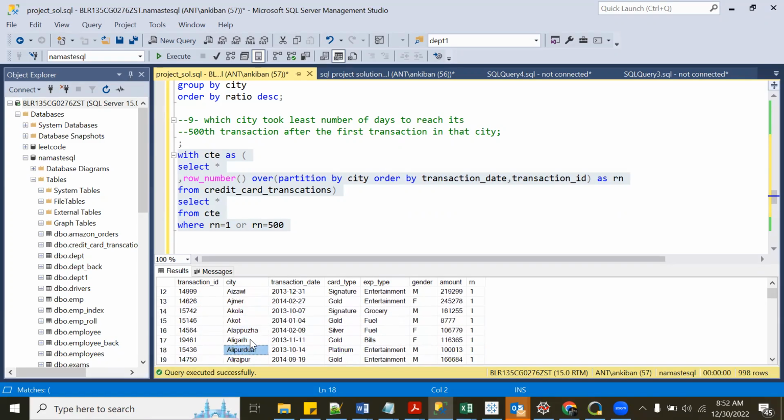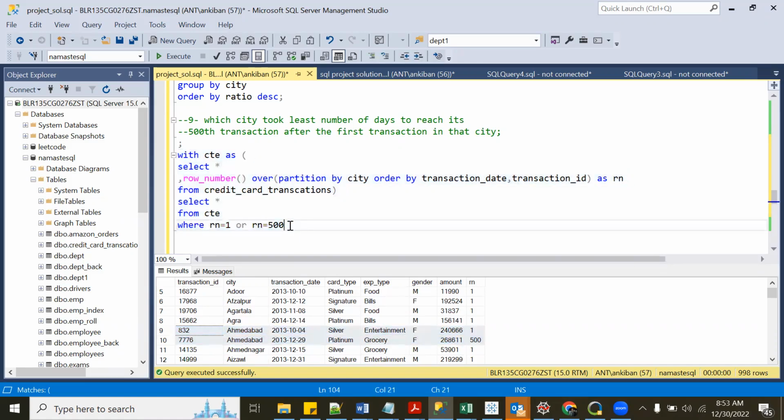So now from here onwards, there are multiple ways of achieving our result. Let's try one of them. But so far it is clear, right? Those cities which have less than 500 transactions will have only one row, RN equal to 1. The cities which reached 500 transactions will have two rows, for the first transaction and the 500th. And that's what I have filtered, right?